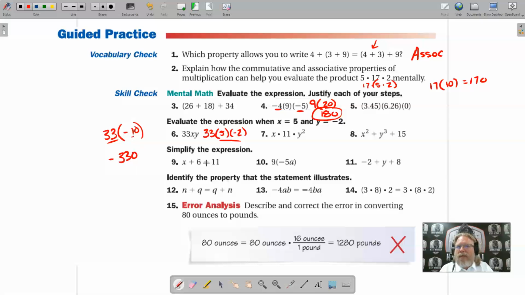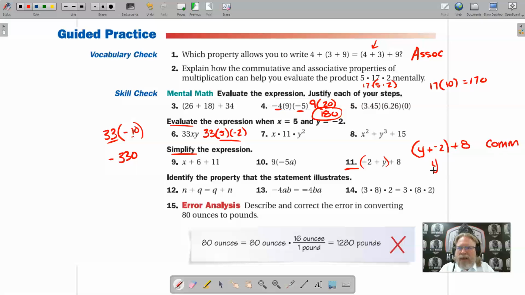Simplify means to just make it a little bit simpler. Let's look at number 11. We can't actually evaluate it, but we can simplify it. On this one here, order of operations says, oh, we'd have to do this first, -2 plus y. But what if we took that and changed the order to y plus -2, right? Change the order, and plus 8. And this would be, we just change position, so this is the commutative property.